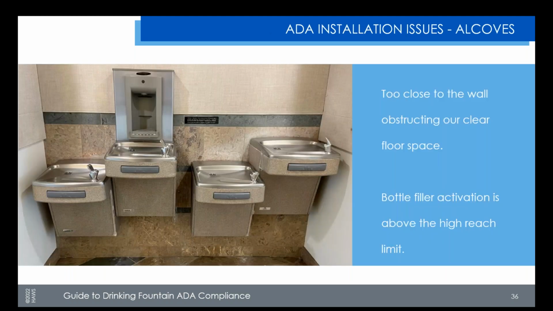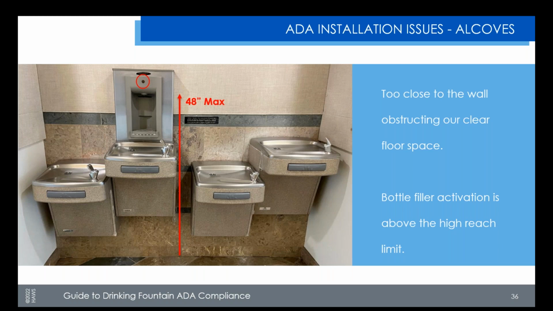And then here we have another ADA installation issue. This one's pretty interesting. We have two high-lows installed in an alcove, but our low side unit on the left is installed too close to the wall. We would not have enough room for our 30 by 48 inches of clear floor space centered under that unit. We also have a bottle filler installed on our high unit and outside of our reach range.